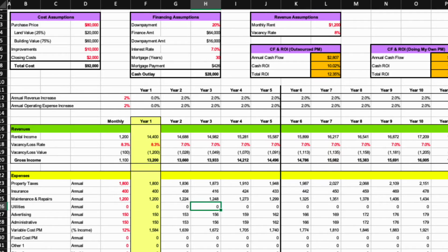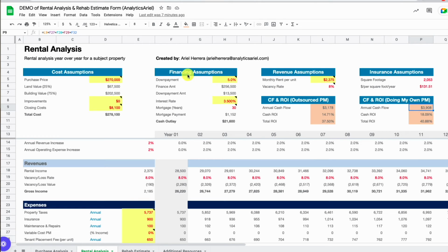I modified this spreadsheet a bit and ultimately created something on Google Sheets, which I think is a lot easier than using just an Excel, so that you could use this too. So let's walk through the rental analysis sheet right now.